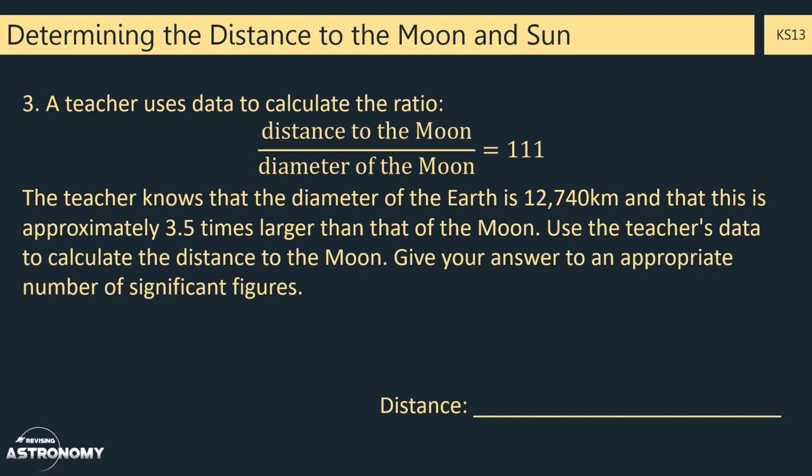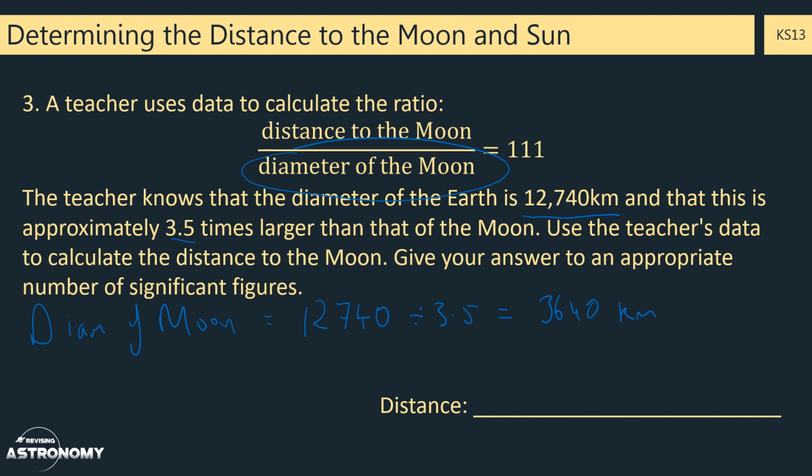A teacher uses data to calculate the ratio of distance to the moon divided by the diameter of the moon equals 111. The teacher knows that the diameter of the Earth is 12,740 kilometers, and it is approximately 3.5 times larger than that of the moon. So we haven't been given the diameter of the moon here, but we have been given enough information to work it out, because we know the diameter of the Earth is 3.5 times larger than the moon. So the first thing we want to work out is the diameter of the moon, and to do that we're going to take the diameter of the Earth, 12,740 kilometers, and divide it by 3.5 to give us 3,640 kilometers, and that's our diameter of the moon.